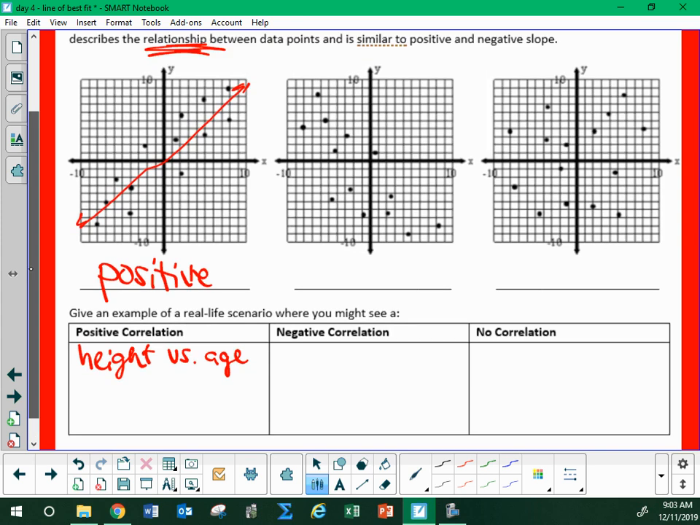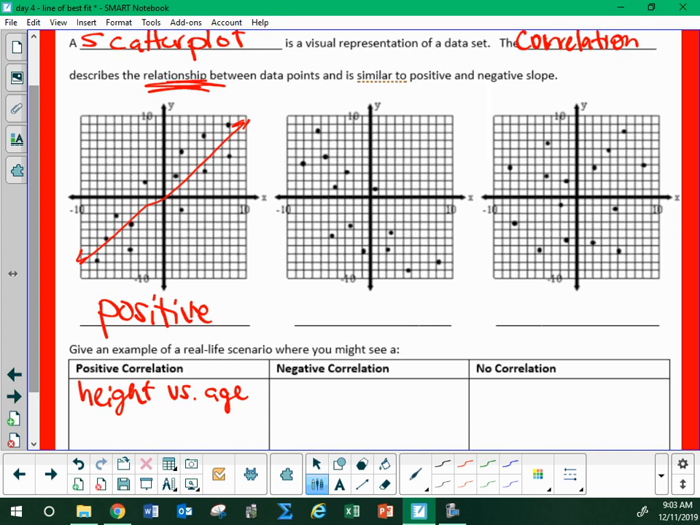All right, now our middle one here, if I were to draw a line kind of through the middle of these data points, we can see this is a negative correlation. So it's going down, and the example I said is the more money I spend, the less I have. What are some other examples?